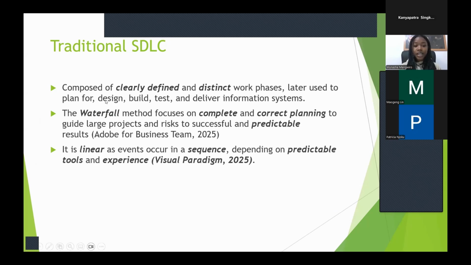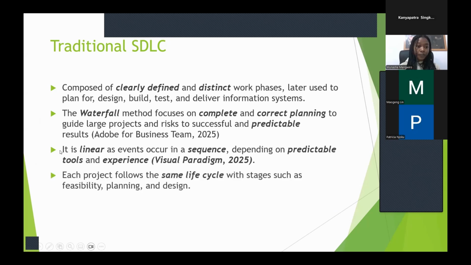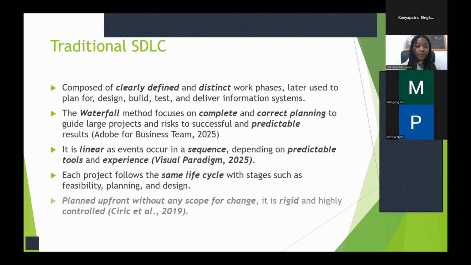This also means that events need to be completed before the next one begins. Each project follows the same life cycle, with stages such as feasibility, planning, and design. Planned upfront without any scope for change, it is rigid and highly controlled.